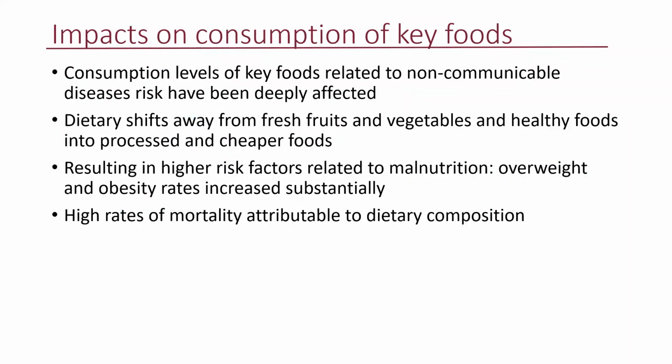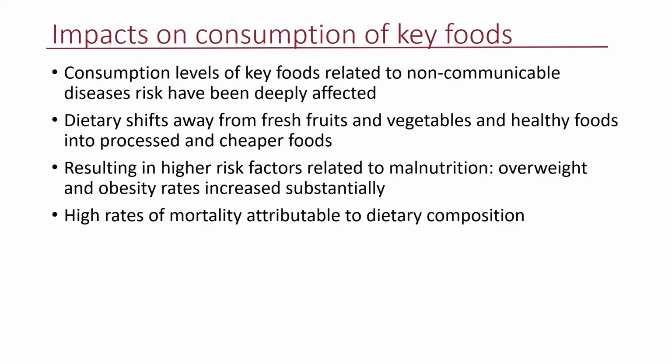Now, what were the impacts of all these trends on the consumption of key foods? And here by key foods, we mean those that are related to non-communicable diseases risk, specifically related to diets. And we have witnessed, both in Lebanon and Tunisia, dietary shifts away from fresh fruits and vegetables, specifically around school-aged children, away from a healthy diet into more processed and cheaper foods. And this trend has been global and affecting low and middle income countries the most. But we've seen it remarkably in Lebanon and Tunisia.